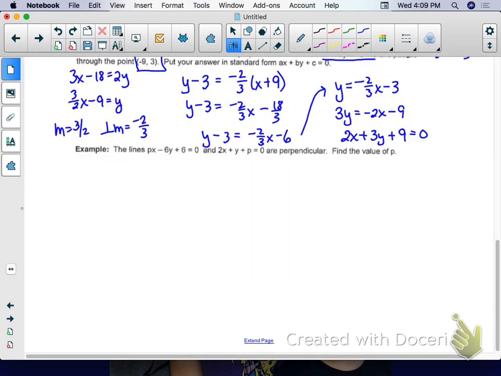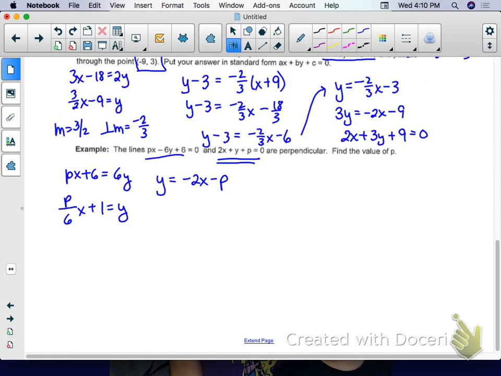All right. And the last thing here, we have that 2 lines are perpendicular. Find the value of p. Okay, so what we're going to do is, if we know that these lines are perpendicular, we know what their slopes are going to look like. They're going to be opposite reciprocals. So let's put these both in y equals form so we can compare their slopes. So the first one here, that's going to be px plus 6 is equal to 6y. Divide everything by 6. And I get that. Okay, the other one here, solve that one for y. That's going to be y is equal to -2x minus p.